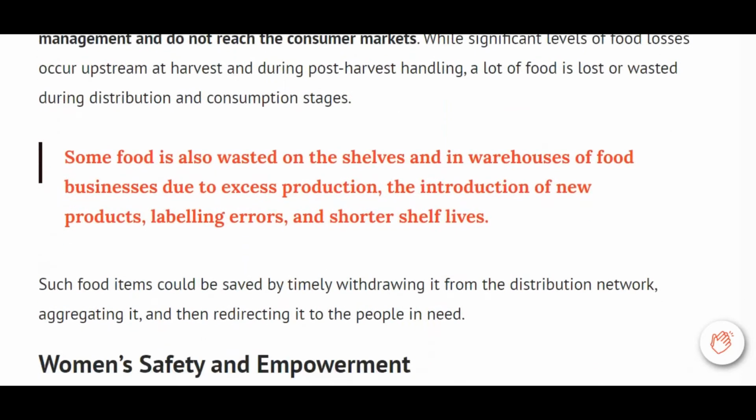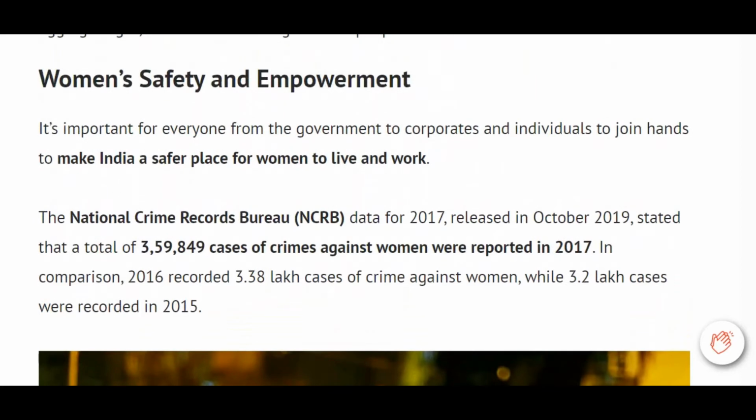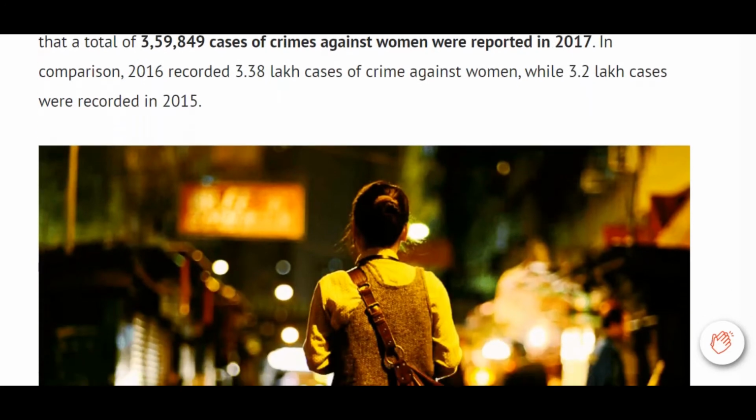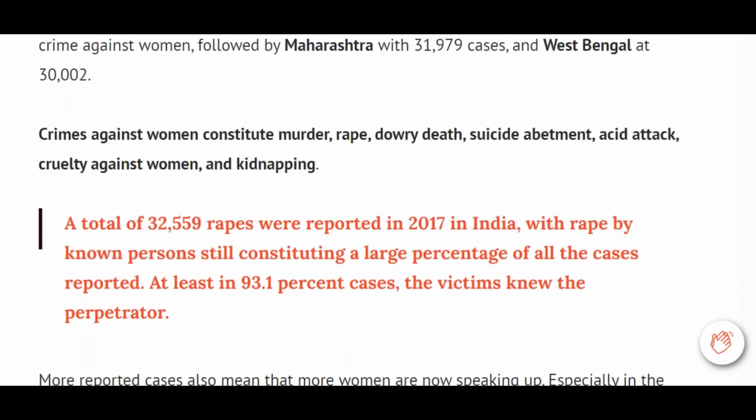Some more are there. Women's safety and empowerment. Crime against women constitutes murder, rape, dowry death, suicide, abetment, acid attack, cruelty against women, and kidnapping. Friends, you know, our society is ailing because of all these social evils. So we need to wake up. We need to appeal to the government leaders and bring awareness among the people to fight against these social evils. And that's why letters to the editor are a powerful medium to reach out to the large masses.